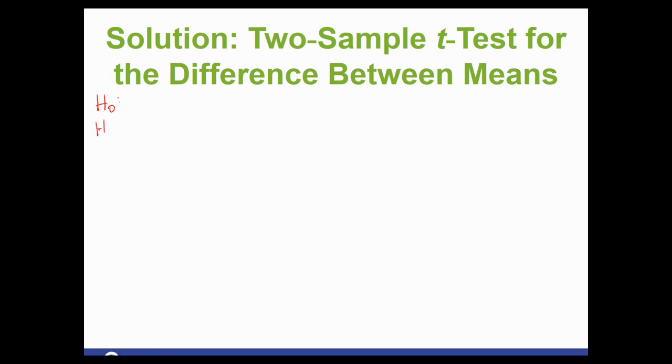So HO, HA for our hypothesis, mean 1 and mean 2. Less than goes in HA, so that's our claim. It's matching the wording of our problem. Complement symbol for HO. Level of significance is 0.05.